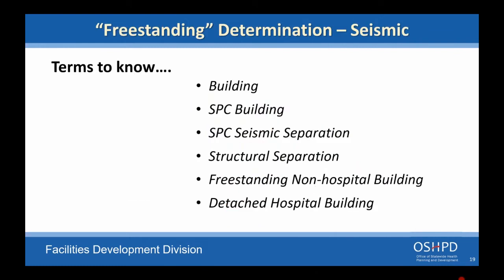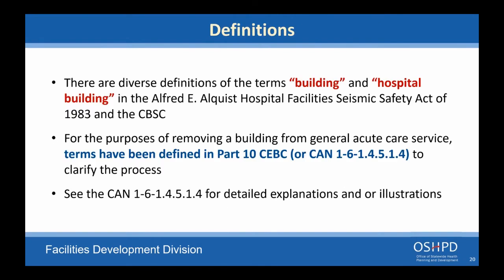Here are some terms that we're going to go over, and we'll hit those. Okay, the term building can sometimes get confusing, especially when it comes to OSHPD, because we have SBC buildings and hospital buildings and just buildings. And it's used in the law differently, but we're trying to standardize how they're applied. So for the purpose of removing the general acute care services, we've added some definitions in Part 10, which is the California Existing Building Code. And we also have a CAN that's listed here that has explanations on this as well.